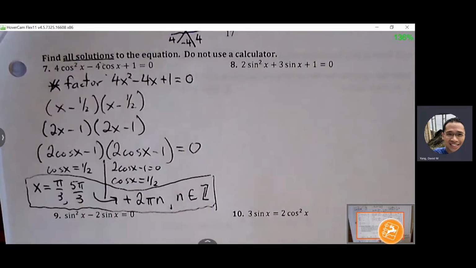So if we want to find all the variations of pi over 3, we can just add 2 pi n, and that just means that we're adding and subtracting all the variations of 2 pi, because we know that these values will keep repeating itself.